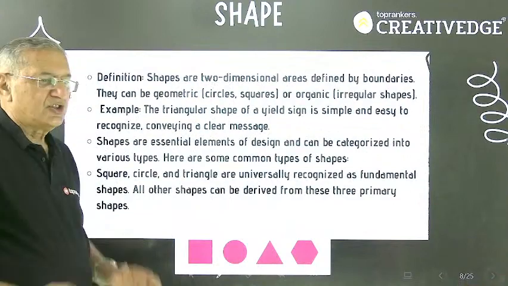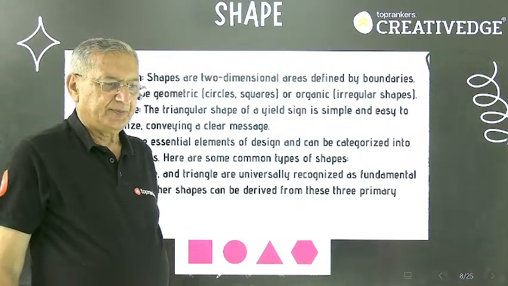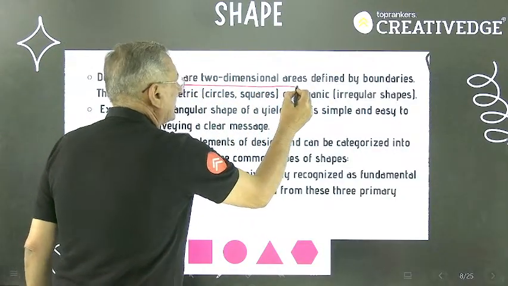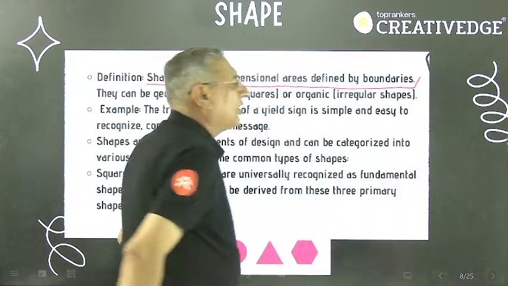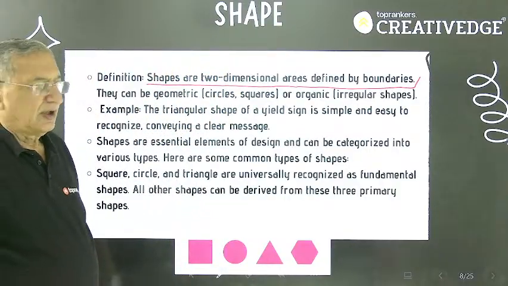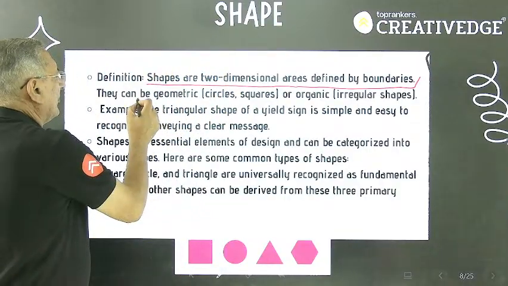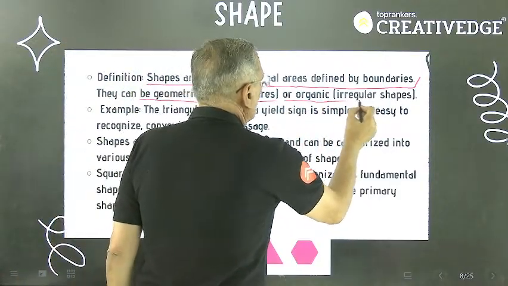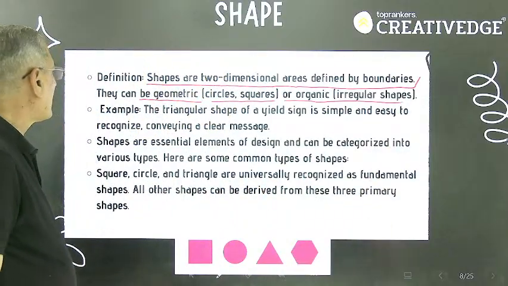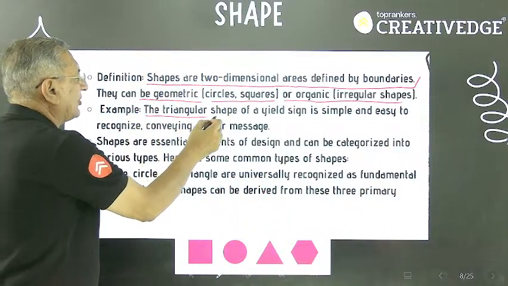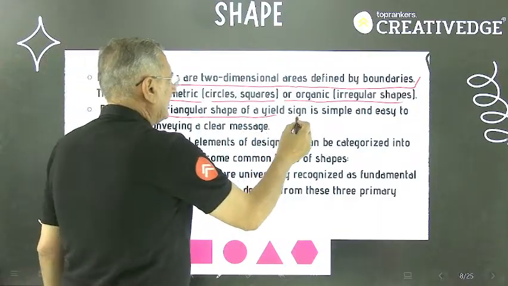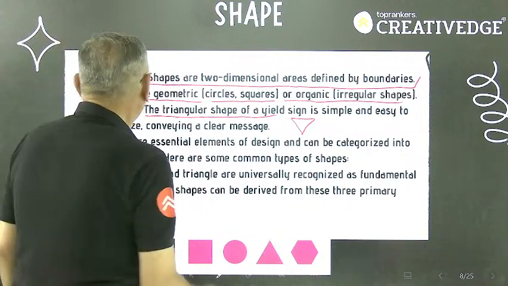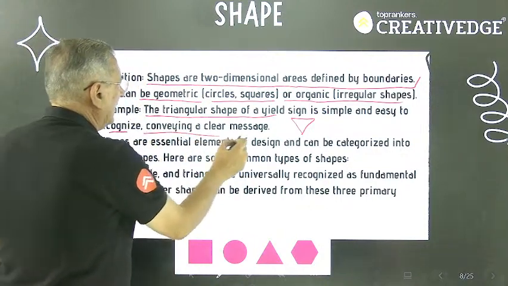Next, shape. Definition-wise, shapes are two-dimensional areas defined by boundaries. And what is causing those boundaries? Lines. They can be geometric, that is circle, square, or organic, irregular shapes. Example, the triangular shape of a yield sign is simple and easy to recognize, conveying a clear message.